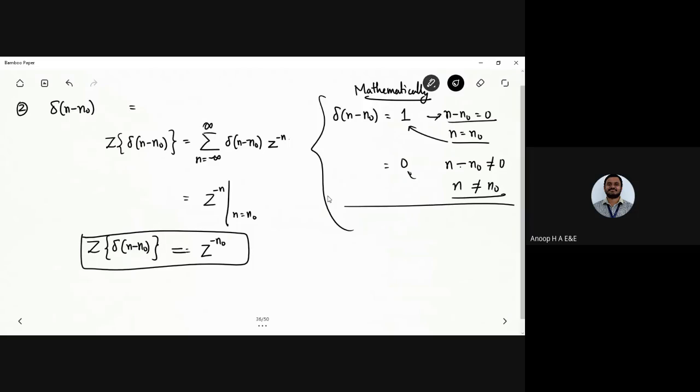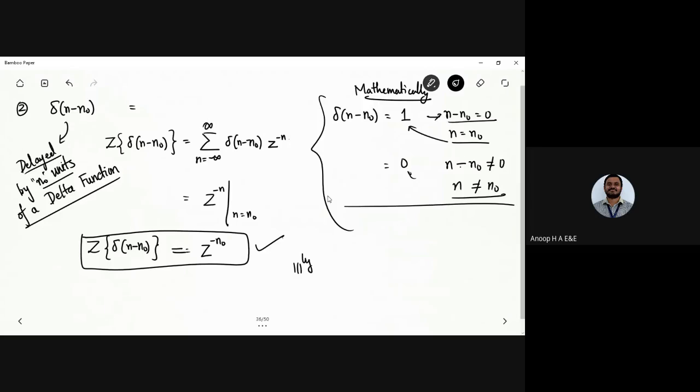That is how I can recall that delta of n minus n naught is nothing but a delta function delayed by n naught units. So the z transform of a delta function delayed by n naught units, I can write as z power minus n naught.